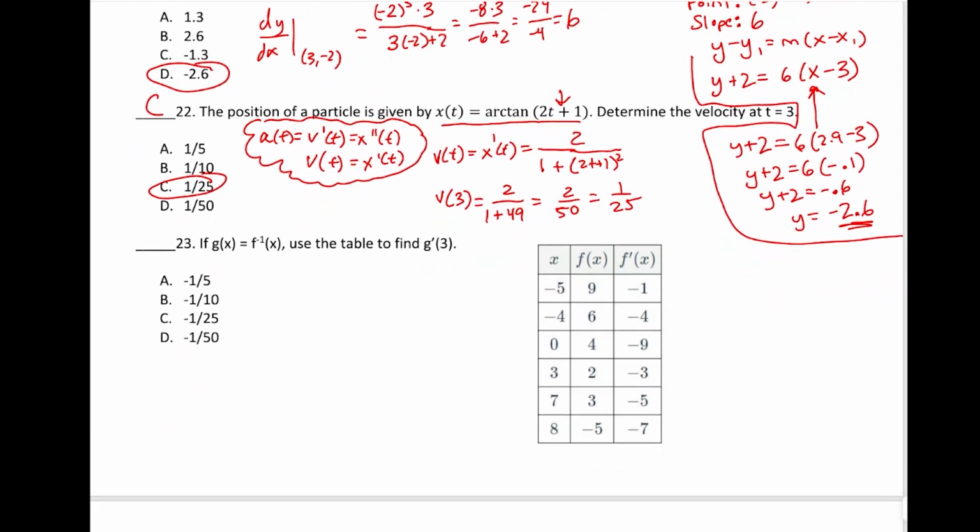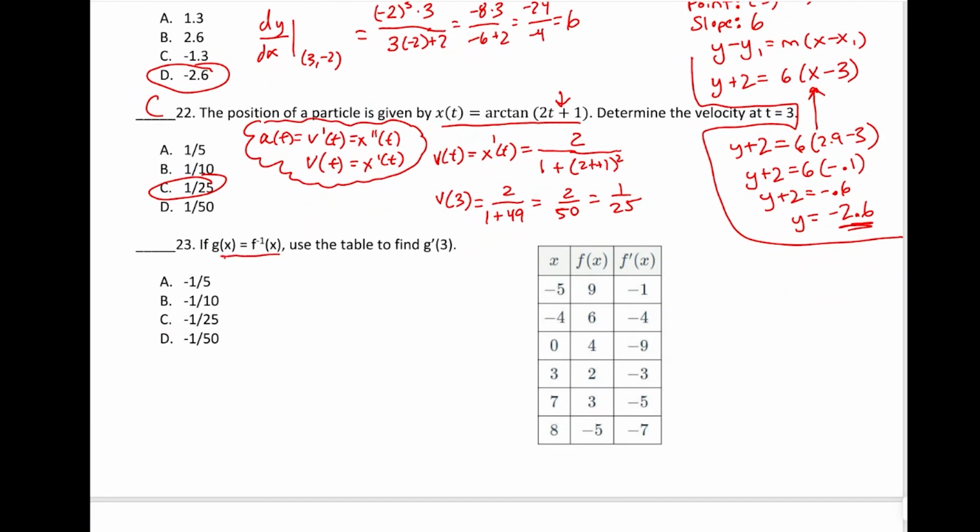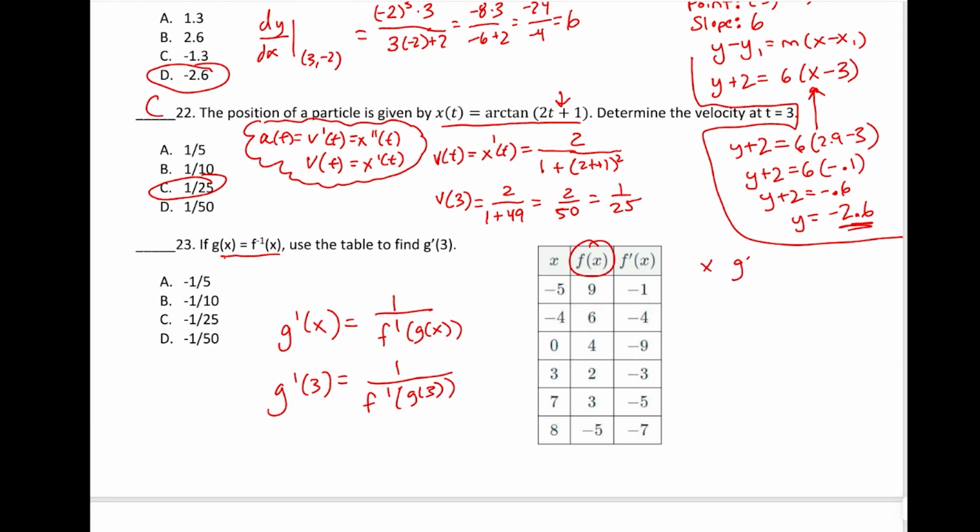Number 23, if g is the inverse of f, use the table to find g prime of 3. Okay, well, if we know g is the inverse of f, then we know how to find g prime of x. That's going to be 1 over f prime of g of x. And so if we're trying to find g prime of 3, that's going to be 1 over f prime of g of 3. Now, g is not in this table, but we do have f, and g is the inverse of f, so it might be worth just taking a second here and creating a table of values for g.